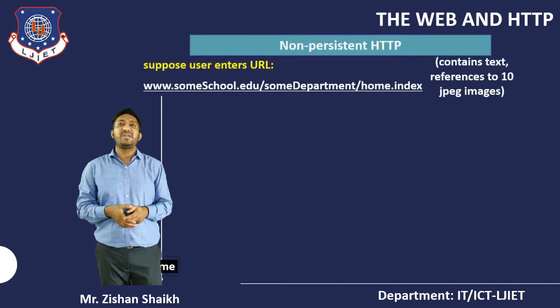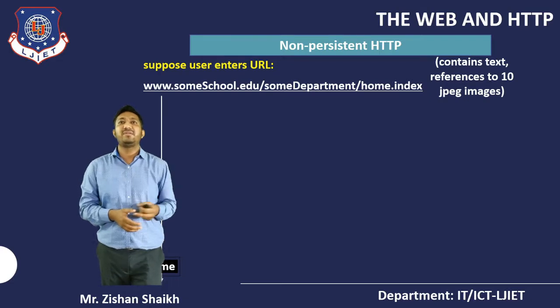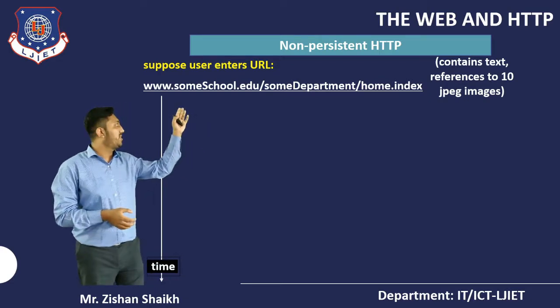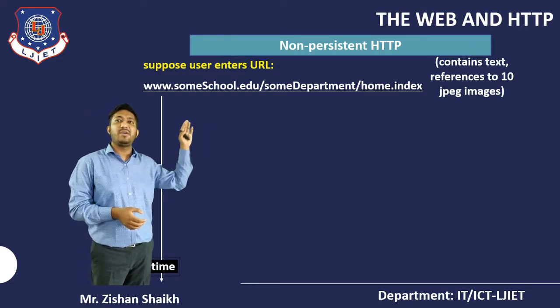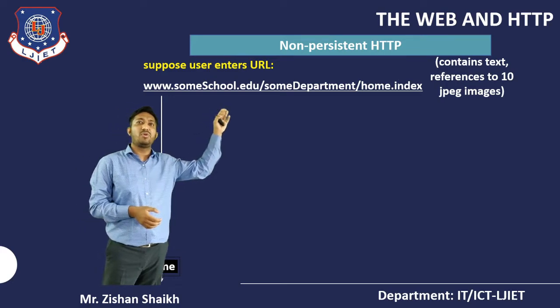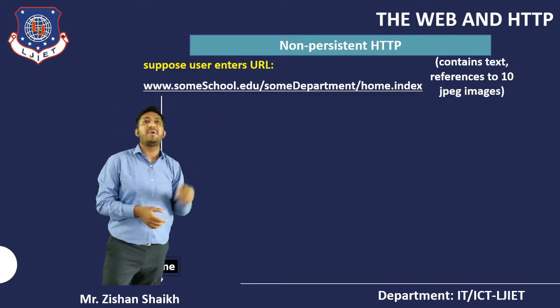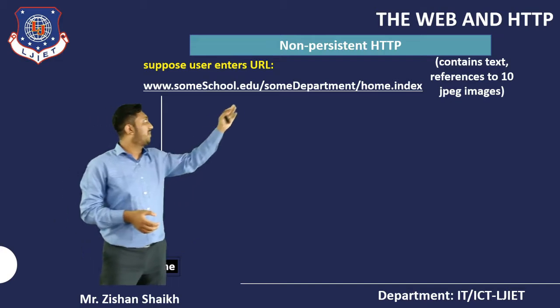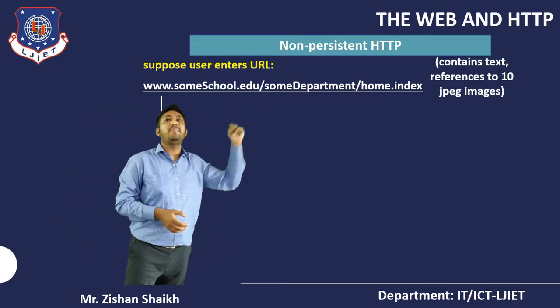So let's understand how non-persistent HTTP performs the task. Suppose the user enters this URL, www.xyz.com, followed by one specific path. That path contains 10 images.